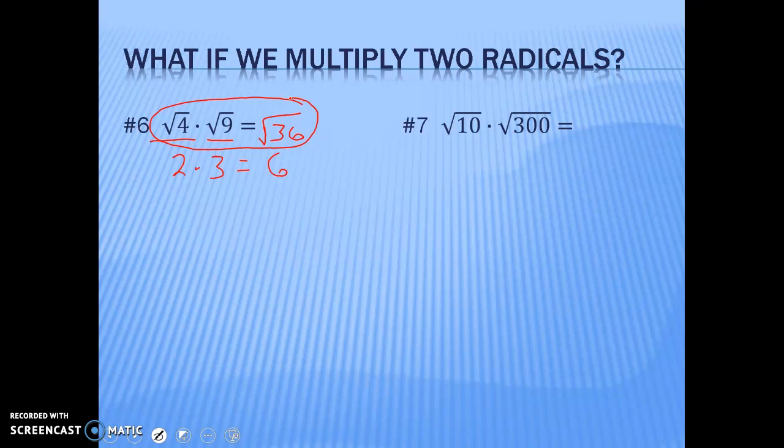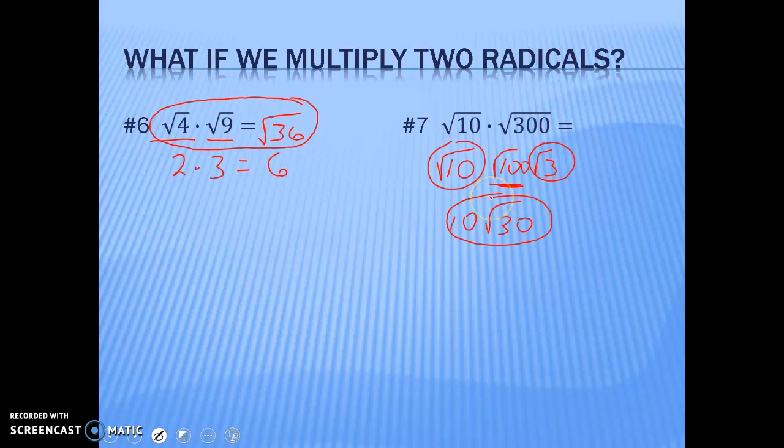What I'm going to do is, there's 2 ways I can solve this. First, I can take the square root of 10, which I can't simplify. I can take the square root of 300, which I can write as the square root of 100 times the square root of 3. Well, the square root of 100, I know that that is 10 on the outside. But then the square root of 10 and the square root of 3 I can't simplify, but I can multiply them together. The square root of 10 times the square root of 3 is the square root of 30. And so my final answer would be 10 radical 30.